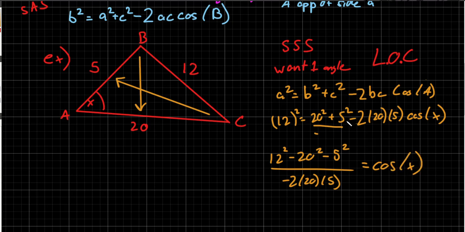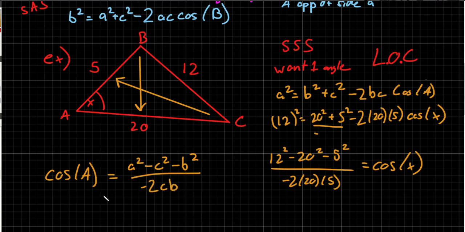So I'm taking this right here. They're both positive, right? I'm going to subtract it over. That's how I get the top. Then I'm going to divide by what's out front over here. This is a formula. So cosine of A equals A squared minus C squared minus B squared all over negative 2CB. That's a good formula to know if you just want an angle.